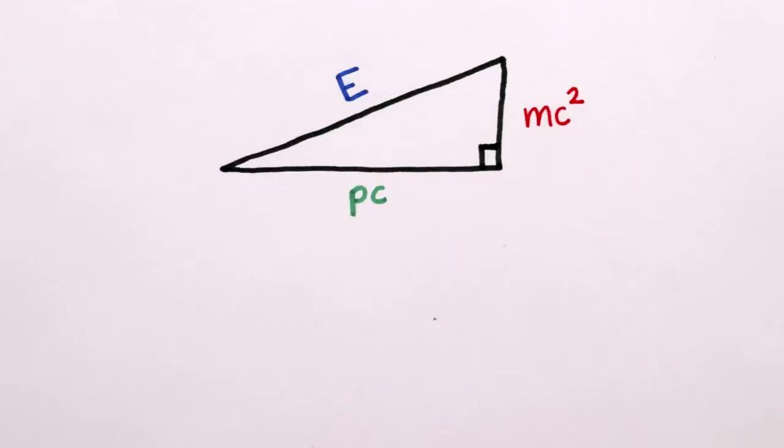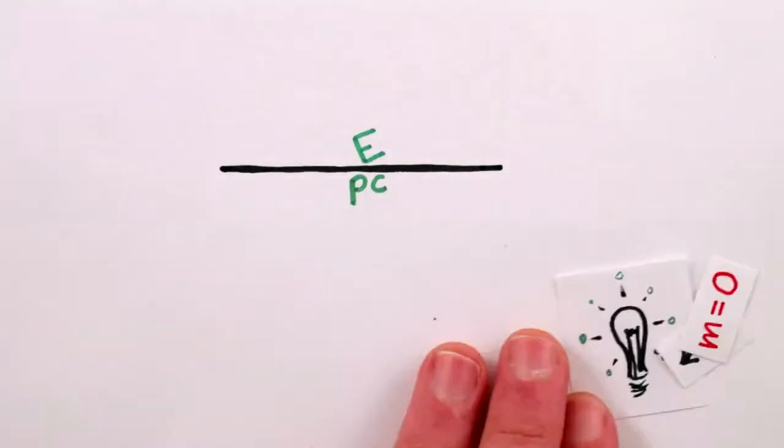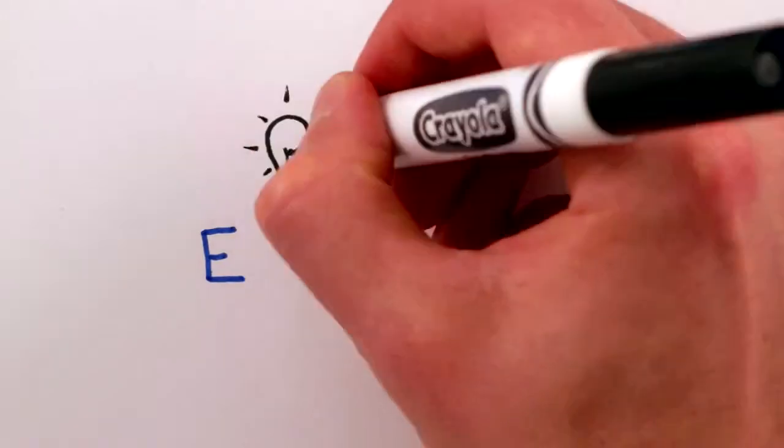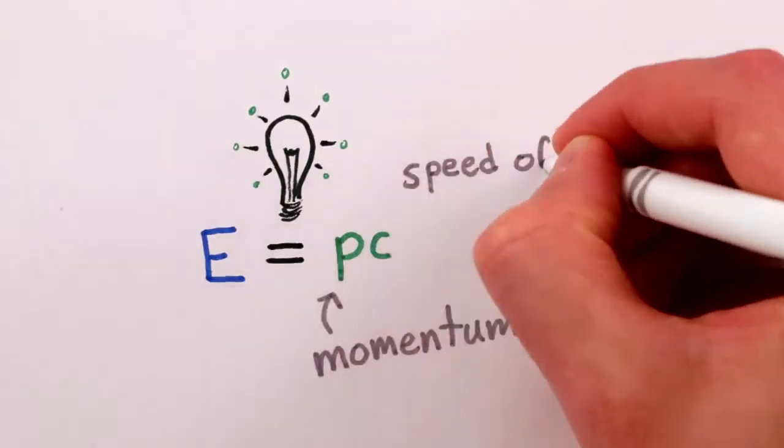On the other hand, if the particle in question is massless, like light, then mass is 0, and we get E equals pc. This tells us that the energy of a massless particle, like a photon of light, is the same as its momentum, up to a factor of the speed of light.